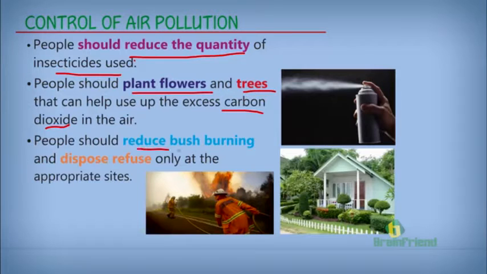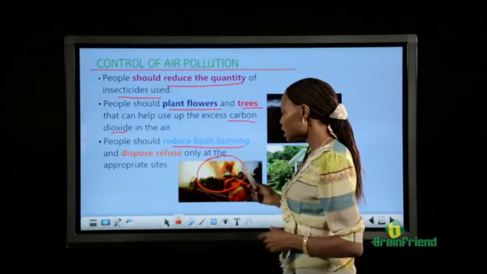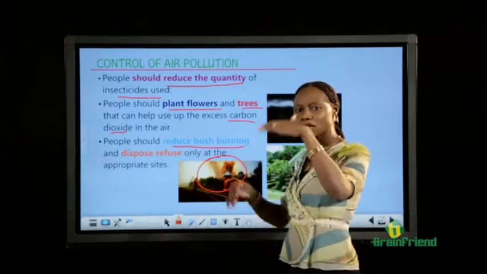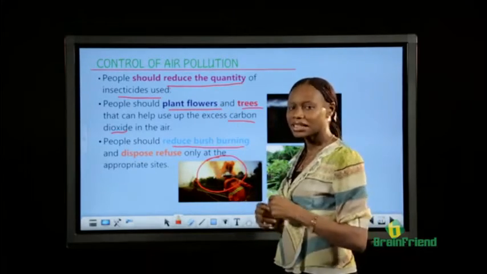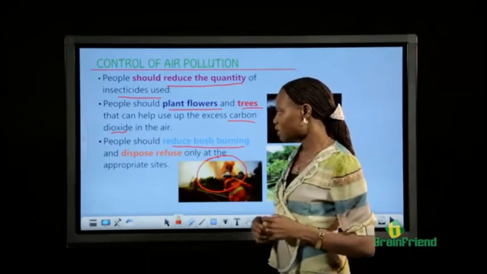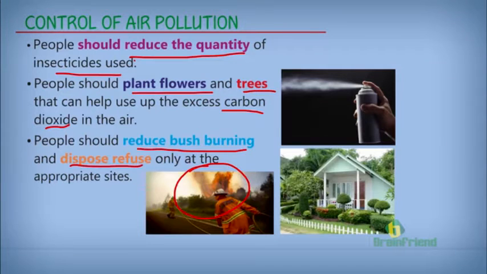Also, we can reduce bush burning. Bush burning is another thing that causes air pollution, because as the bush burns, so many particles get into the air that are dangerous to living things. We can also dispose of our refuse at the appropriate site. It will help us control air pollution.